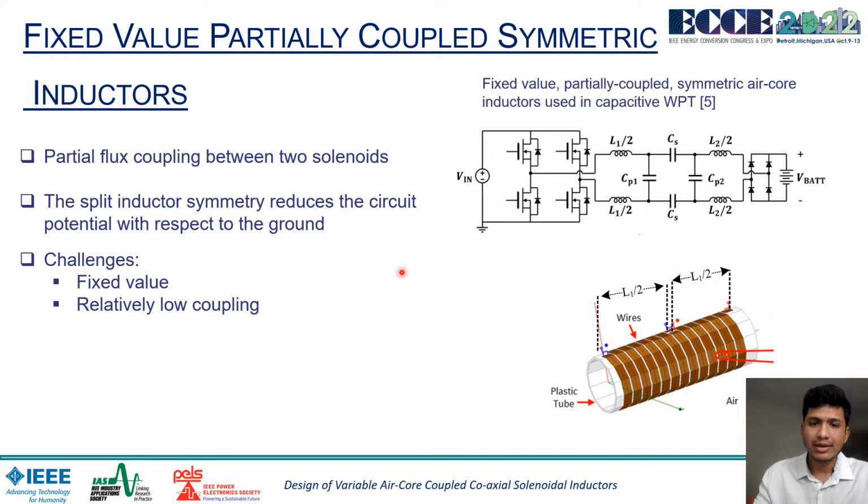The split inductor symmetry can be used in wireless power transfer circuits to reduce the potential with respect to ground. This design has some challenges. They are generally fixed value, and it is difficult to vary the inductance once they are made. Secondly, the relative coupling is low, so the net inductance increment is not that significant.